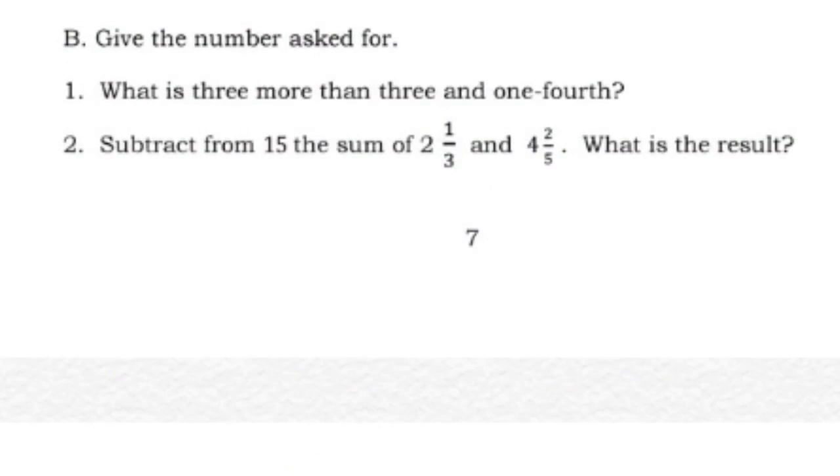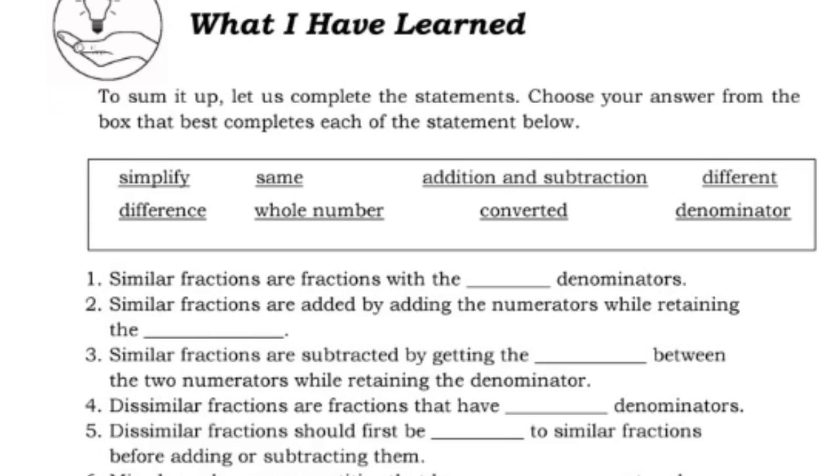So letter B, give the number asked for. What you're going to do here is apply what you have learned in our discussion a while ago. Then what I have learned, so you have there 8 sentences. So you're going to complete the statements, then choose your answers from the box that can best complete each of these statements below. So the answers will be the items found in the box.